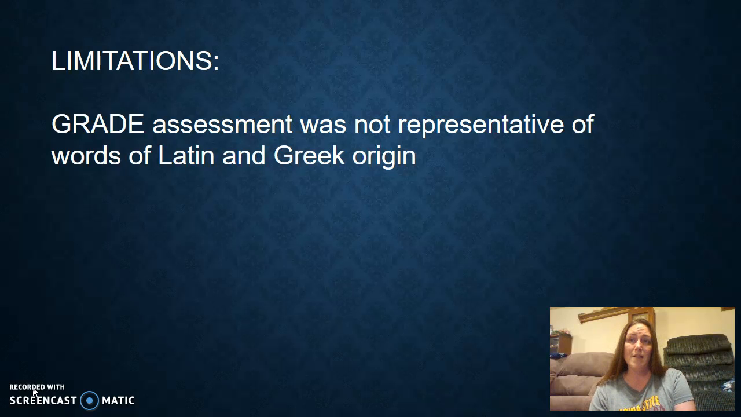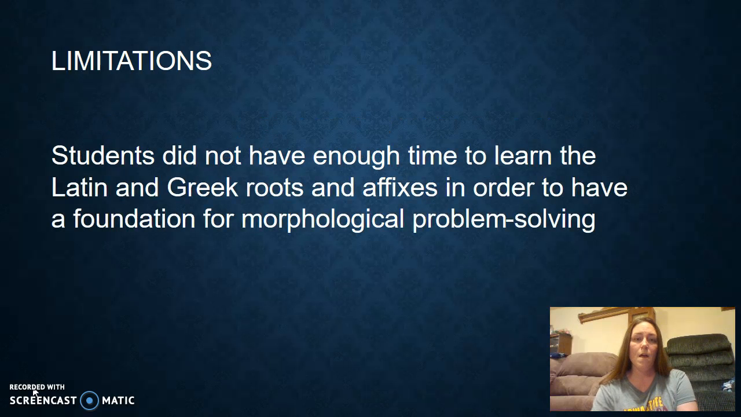The assessment was not representative of morphological words of Latin and Greek origin and did not represent 60% of the words they encounter. A different testing measure might have shown more accurately if the intervention was effective for Latin and Greek morphemes. Time was another limitation. Students did not have a very strong knowledge of Latin or Greek roots and affixes. Teaching the process of morphological problem solving was not as effective if students did not have the prefixes, suffixes, or roots to look for and know what they meant when they tried to apply them in new contexts.